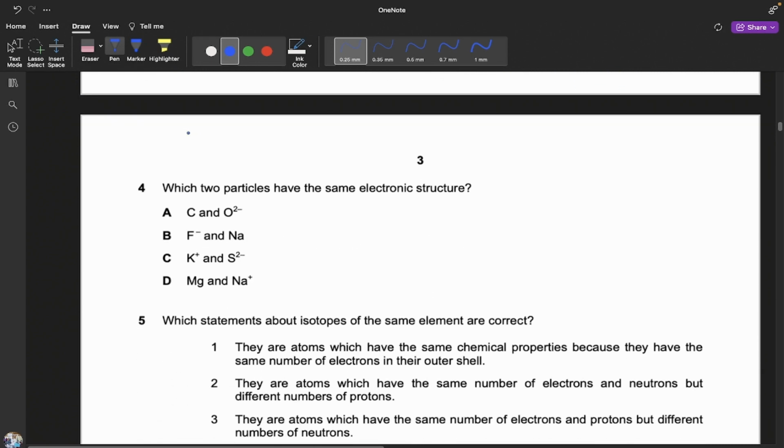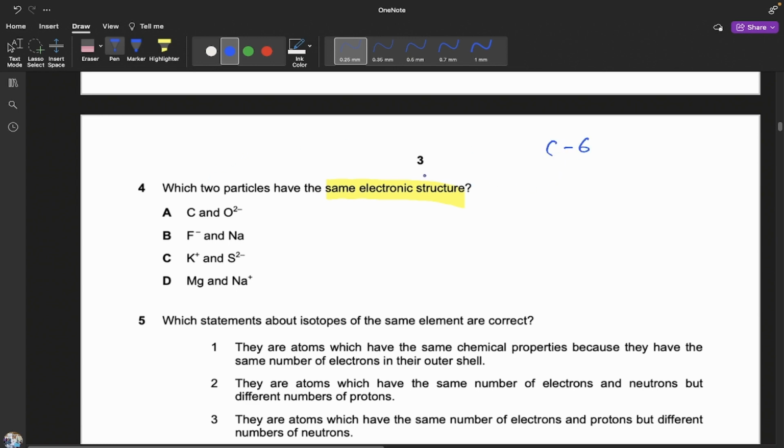Next one. Which two particles have the same electronic configuration? Don't get frightened by the words electronic structure or something. The only thing you have to find is which element or which species has the same number of electrons. Carbon is obviously how much? Carbon is 6, right?